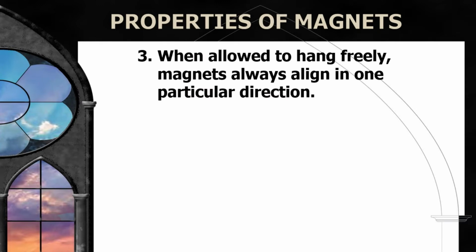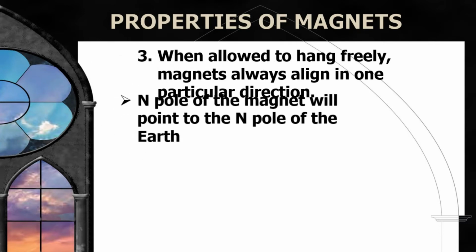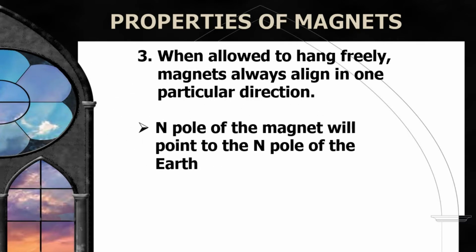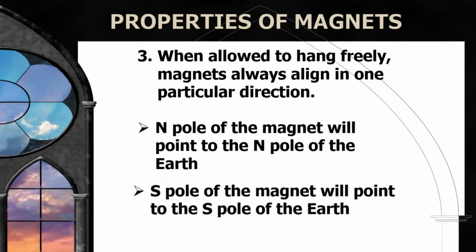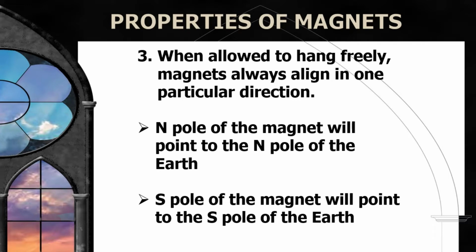Another property of a magnet is that when you allow it to hang freely, magnets always align in one particular direction. So yung N pole ng magnet natin will always point at the N pole of the Earth, while the S pole of the magnet will always point at the S pole of our planet Earth.